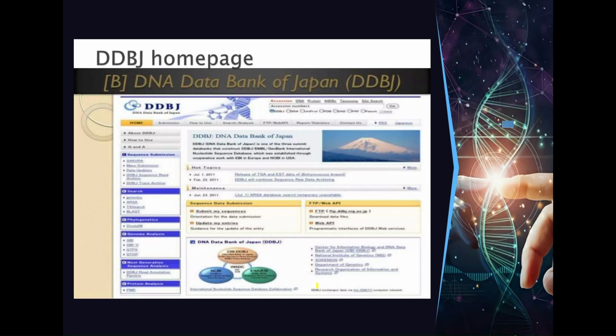Let's see its homepage. This is the DDBJ's homepage. It's based in Japan. Accession number, how to use, and the availability of data can be viewed over here. You can search if you want to go particularly for DNA or PDB, if you want to see the structure of the DNA or RNA or any sequence. So this is the homepage of DDBJ.